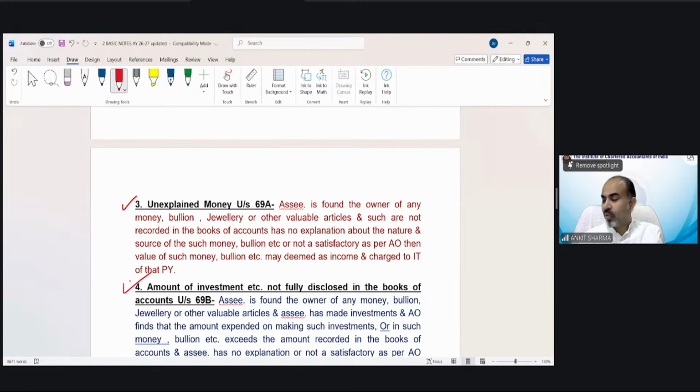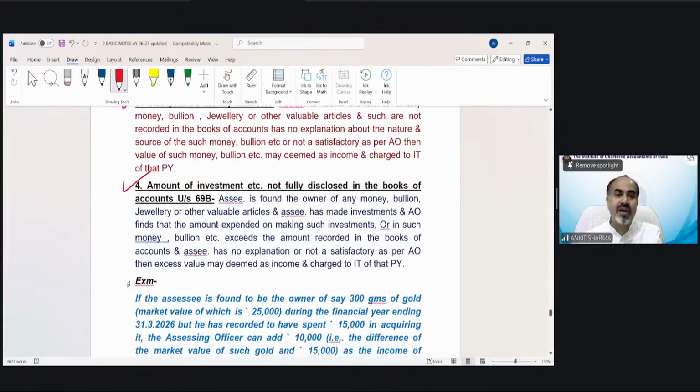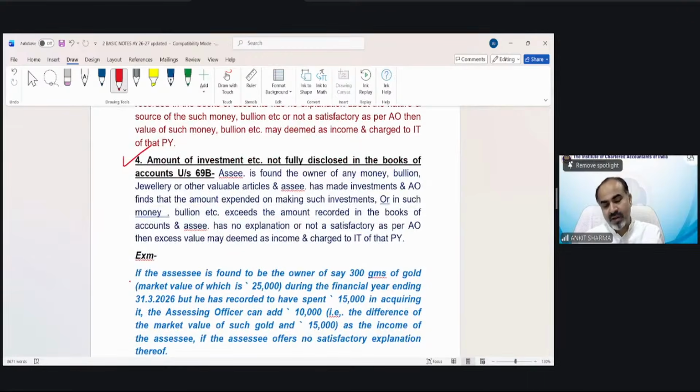Same with point number 4. Point number 2 was unexplained investment. Now the investment value is low. The property has been purchased for 2 crores, but shows in the books of account only for 30 lakh rupees. The department comes to know later that the value was 2 crore. So the difference of 1 crore 70 lakh would be treated as your black money. With an example, you can understand that.